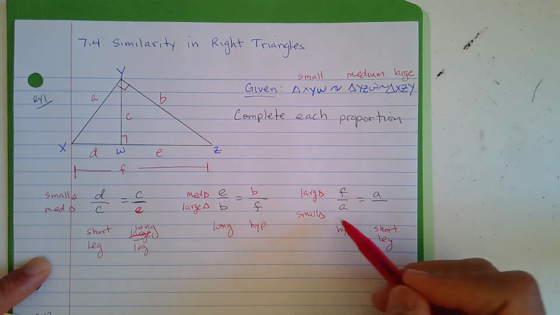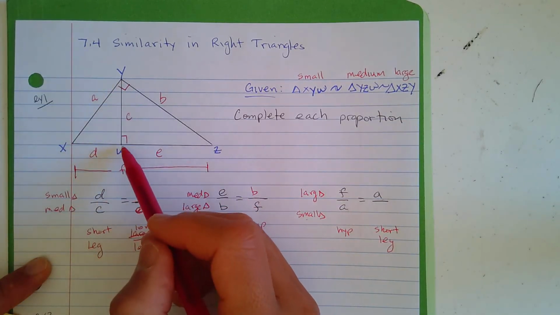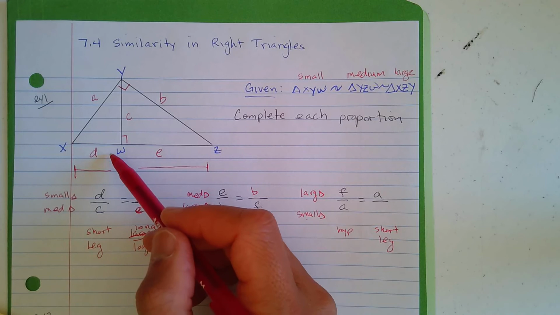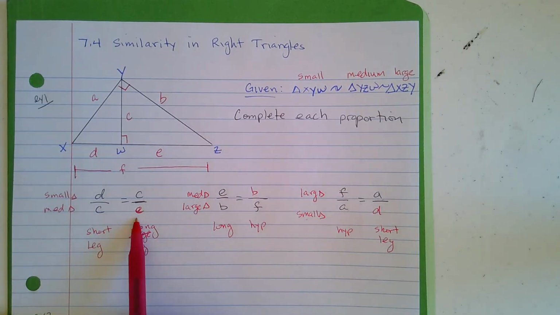So look at the small triangle. In the small triangle, the short leg is going to be D. So now we completed each proportion to make this true.